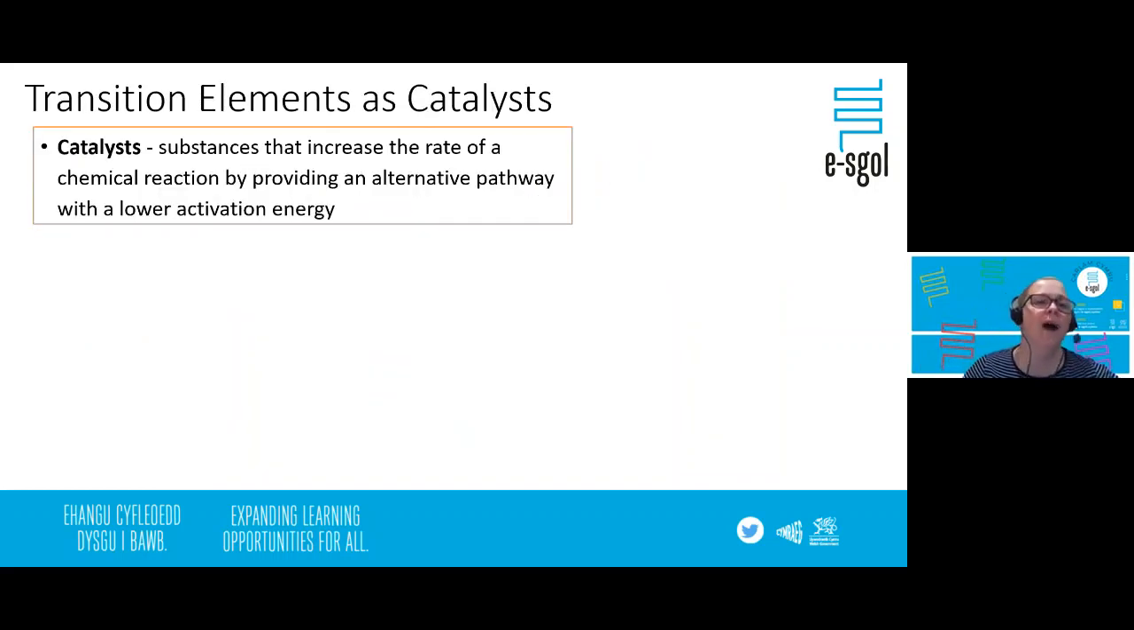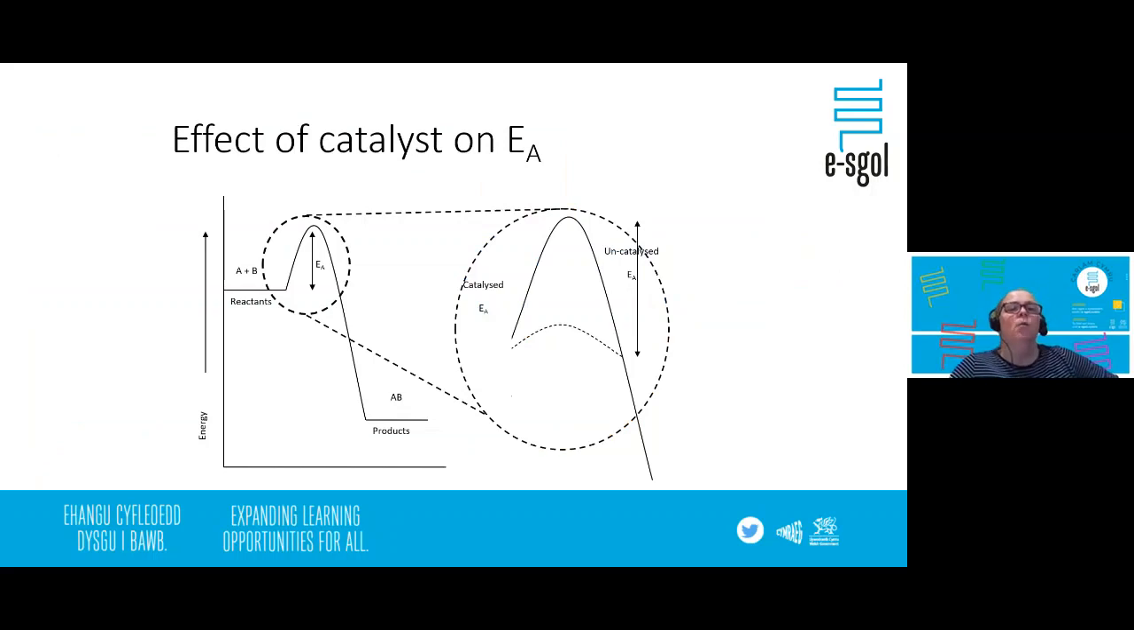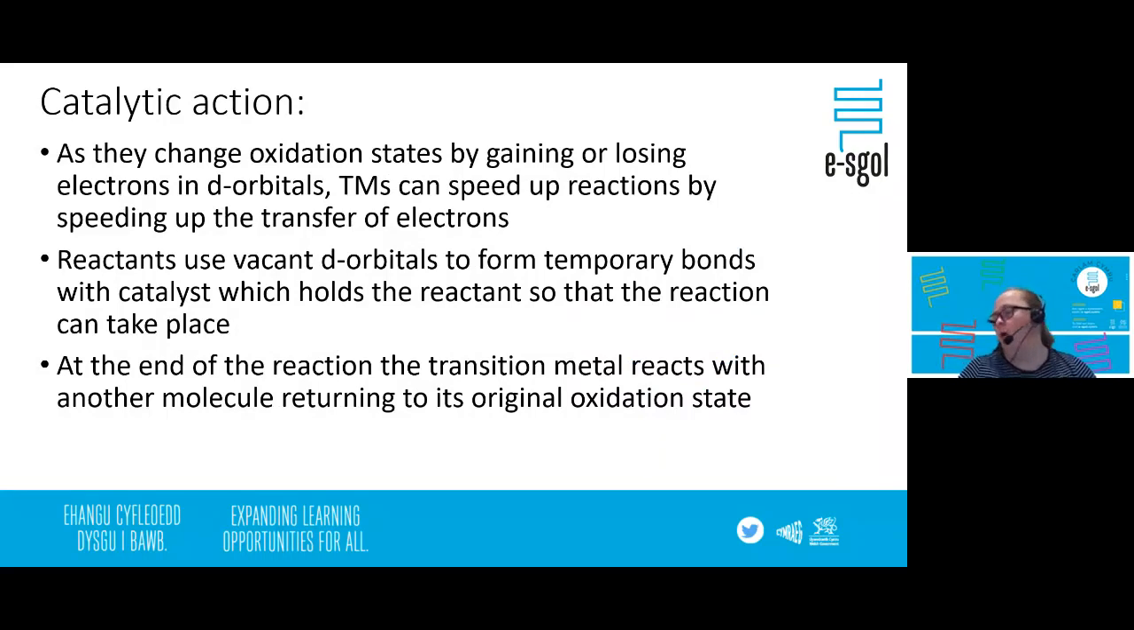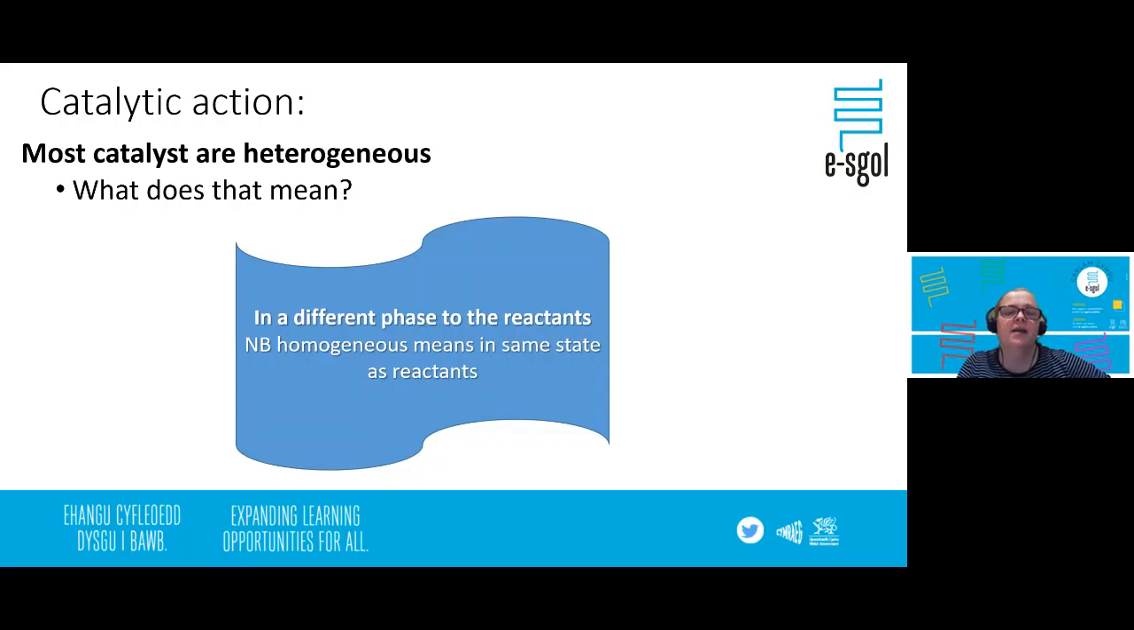Okay, why are they good catalysts? Well, first off, let's be clear that catalysts are meant to increase the rate of reaction, and that's because they offer an alternative pathway that's lower. Now most of the transition elements are heterogeneous in nature. What does heterogeneous mean? Well, hetero, as I'm sure you are aware from year 12 and built upon in year 13, means different. So it is a catalyst that's in a different state or phase to the reactants that it is catalyzing.